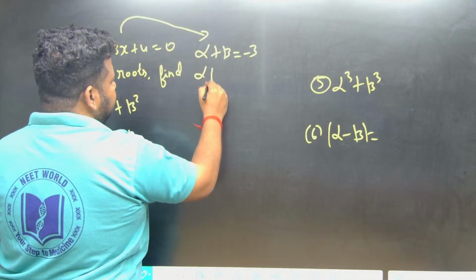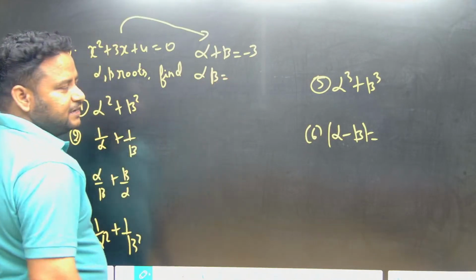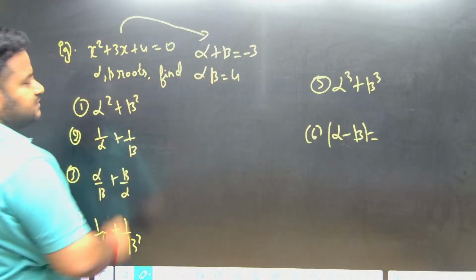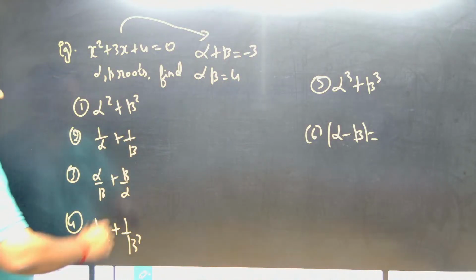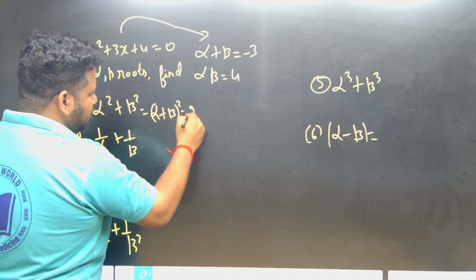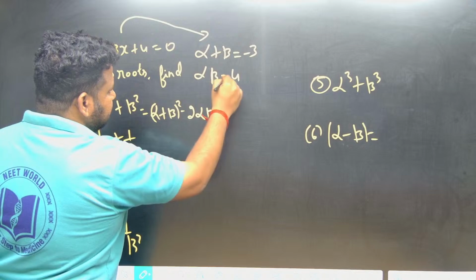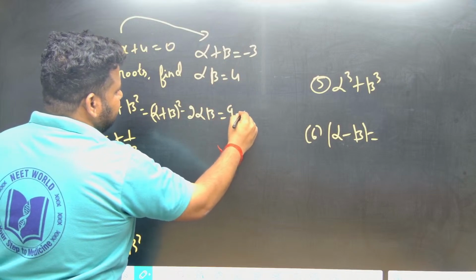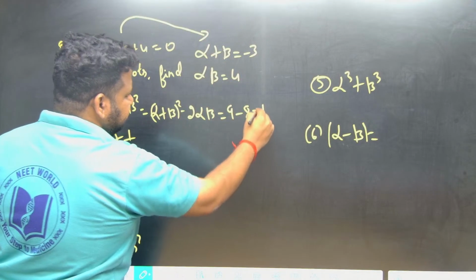Alpha into beta, that is product of the roots is what? c by a, that is 4 by 1, as a is 1. Now alpha square plus beta square, what should I do? This will become alpha plus beta whole square minus 2 alpha beta. So that will be equal to minus 3 square is 9. Minus 2 alpha beta, 2 fours are 8. 9 minus 8, we are getting 1.